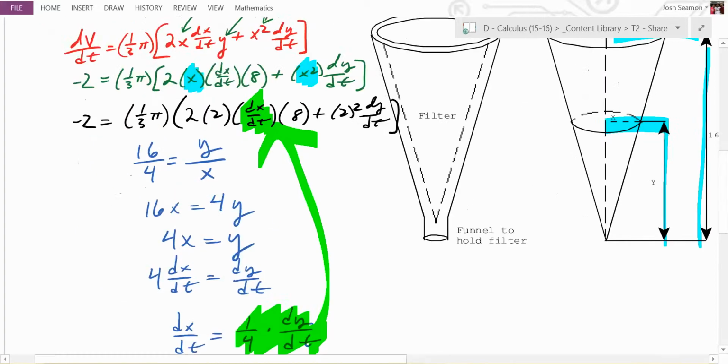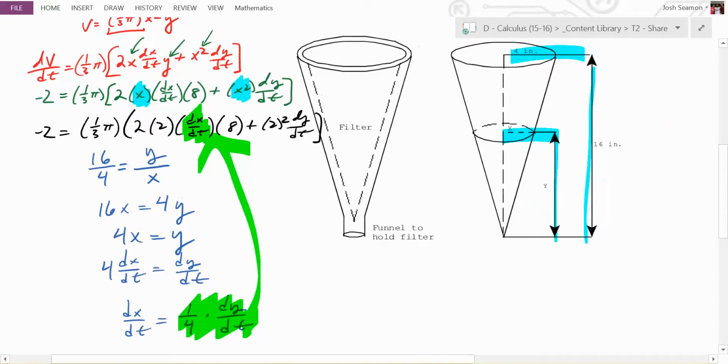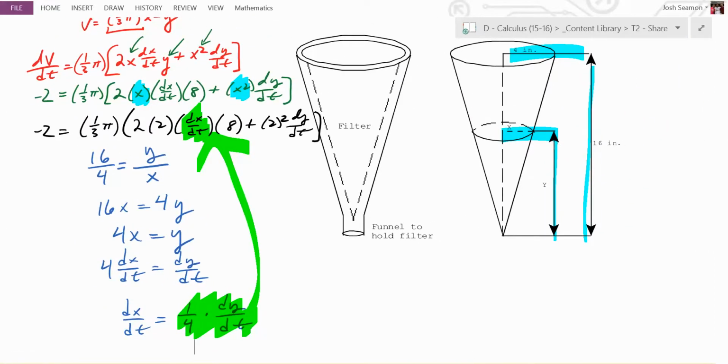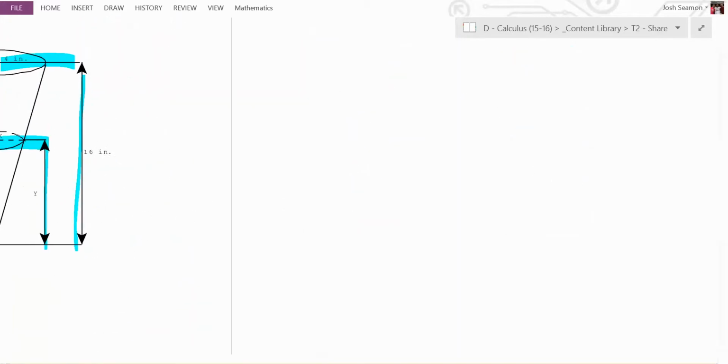So here's the thing. If you do it this way, it's more work because you have to use the product rule. Now, if you found y equals 4x, where could you have plugged that in to begin with? All the way at the start. That's what you guys did over there, right? You plug it into the beginning equation. Then volume is equal to 1/3 pi times what?